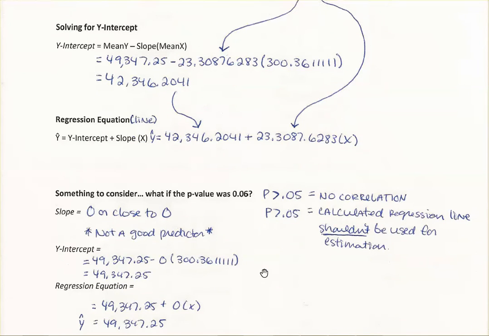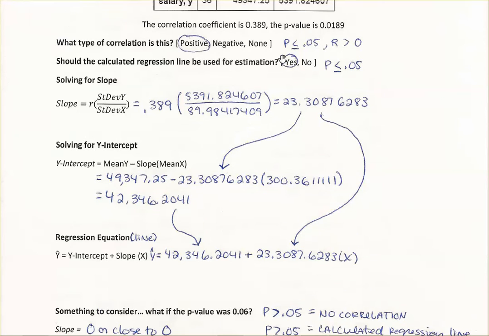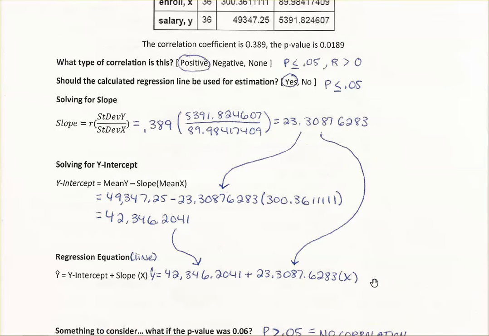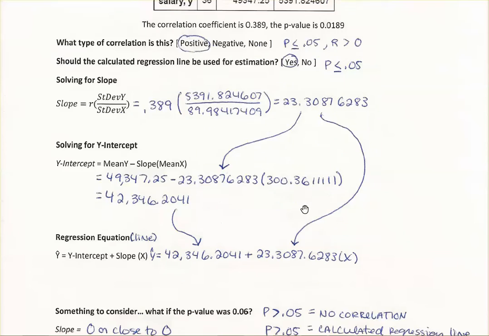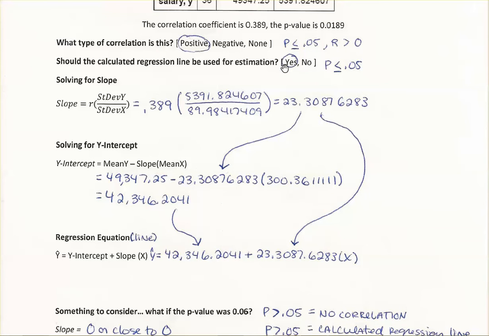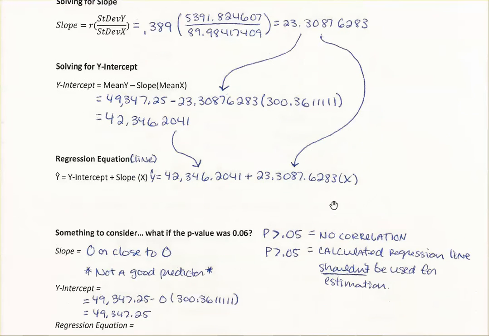But something to consider: what if our p-value was actually 0.06? So what if, instead of our p-value being 0.0189 up here, this was actually 0.06? If it was 0.06, then it's greater than 0.05, so there's no correlation. So we would actually circle none. And because it's greater than 0.05, the calculated regression line should not be used for the estimation. So you would not use the calculated regression line.